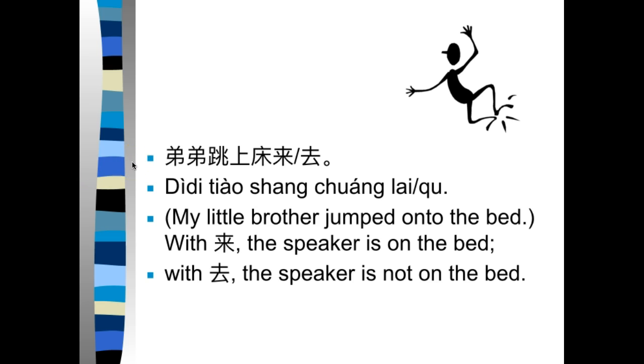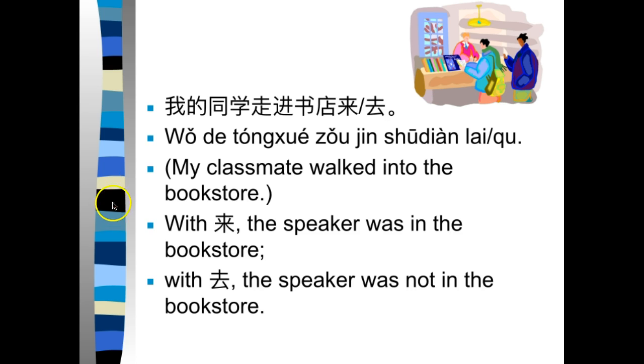Another example. 弟弟跳上床来. If you're in the bed with your brother. 弟弟跳上床去. If the speaker is not on the bed with the little brother. 我的同学走进书店来. That means my classmate is walking into the bookstore where I am. But if I'm not in the bookstore, I would say 我的同学走进书店去.